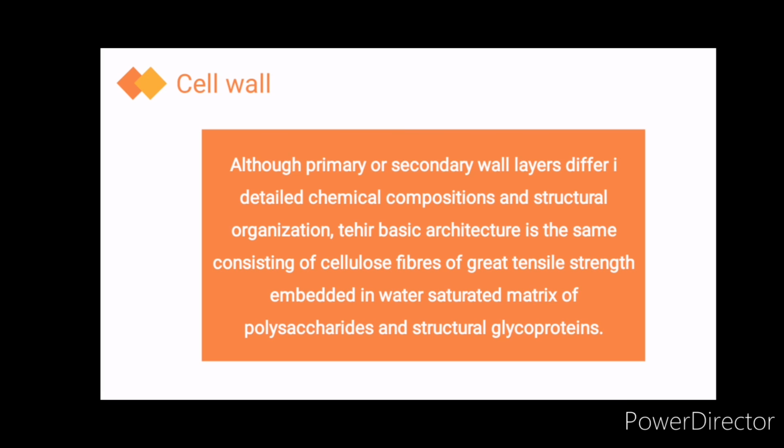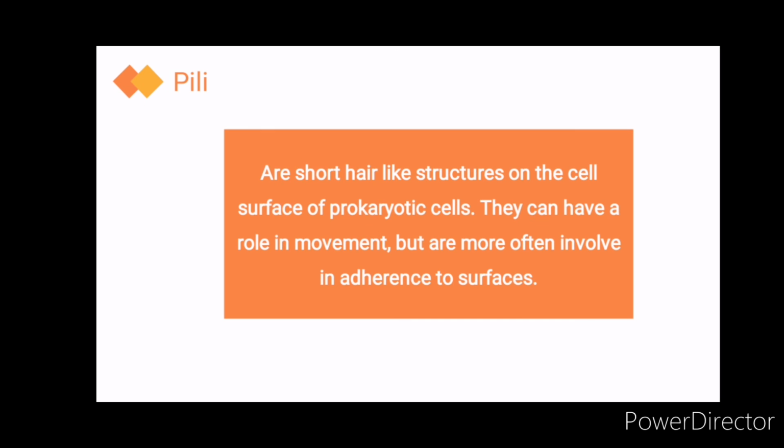Seventeenth, the cell wall. Although primary or secondary wall layers differ in detailed chemical composition and structural organization, their basic architecture is the same, consisting of cellulose fibers of great tensile strength embedded in a water-saturated matrix of polysaccharides and structural glycoproteins. Last, the pili are short hair-like structures on the cell surface of prokaryotic cells. They can have a role in movement but are more often involved in adherence to surfaces.